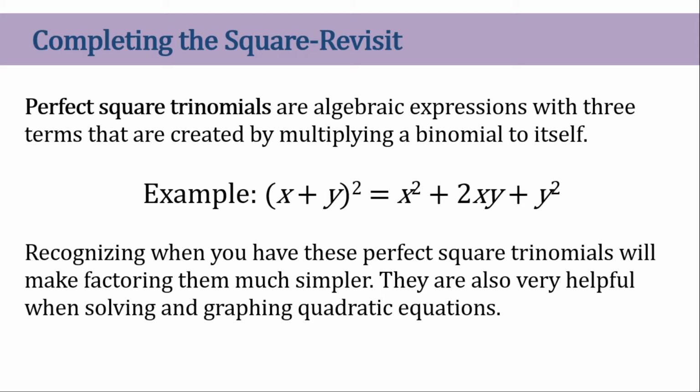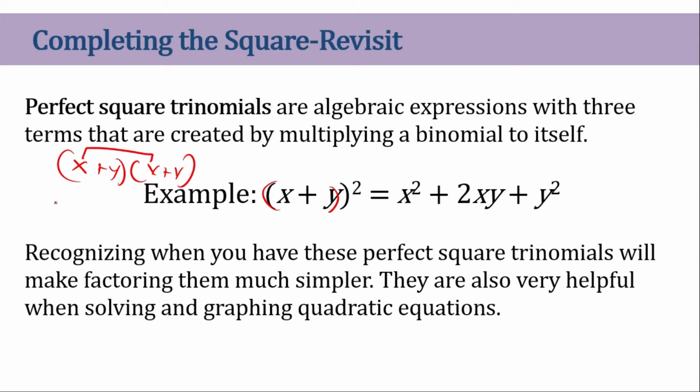Perfect square trinomials are algebraic expressions with three terms that are created by multiplying a binomial by itself. For example, if we want to get the square of this binomial, we should multiply this binomial by itself. That is x plus y multiplied by x plus y. So you can do FOIL here.